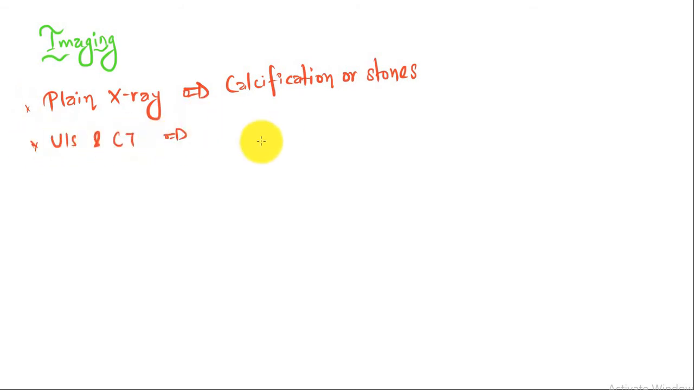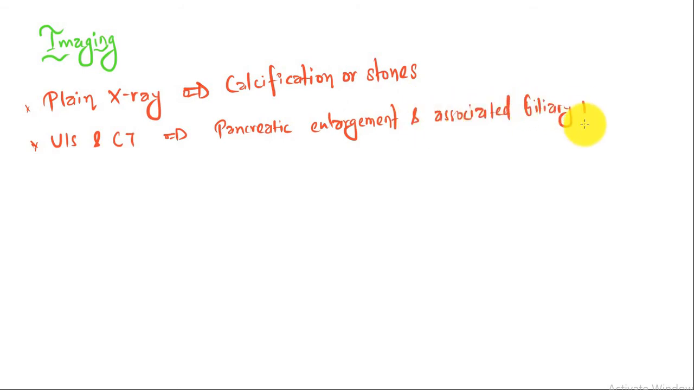Imagine. Let's start with plain X-ray. We can see calcification or stones on plain X-ray. Ultrasound and CT is very important. Pancreatic enlargement and associated biliary pathology will be shown.